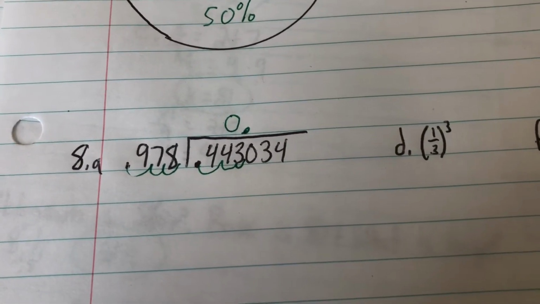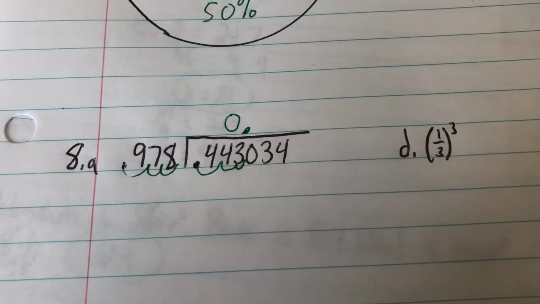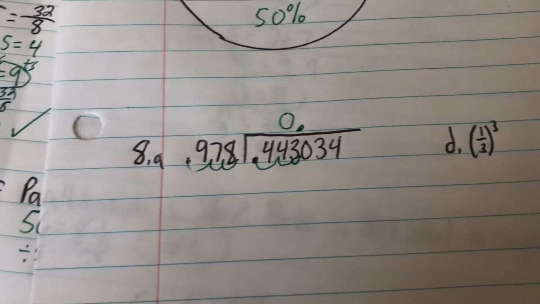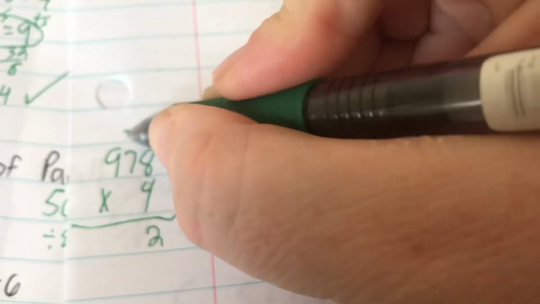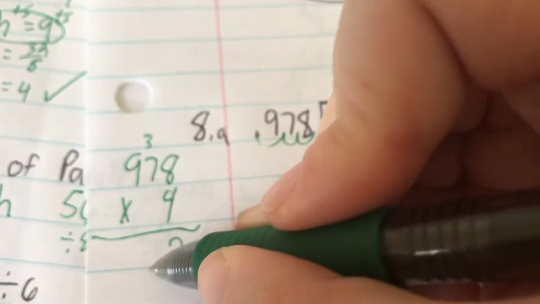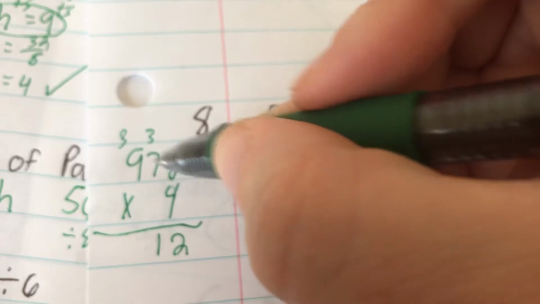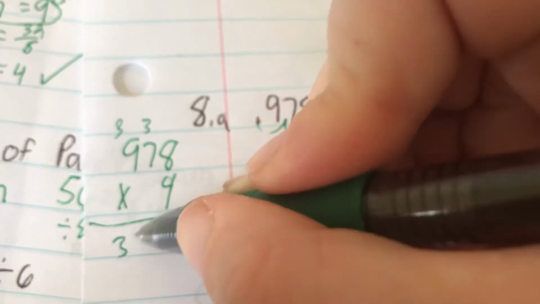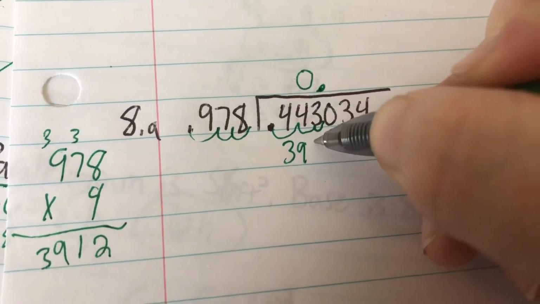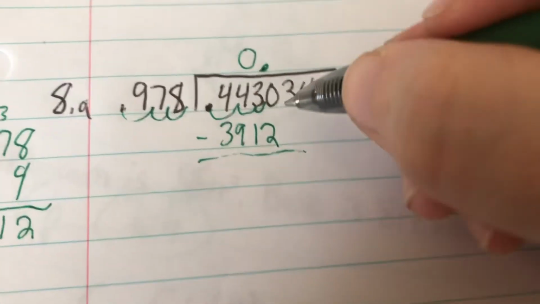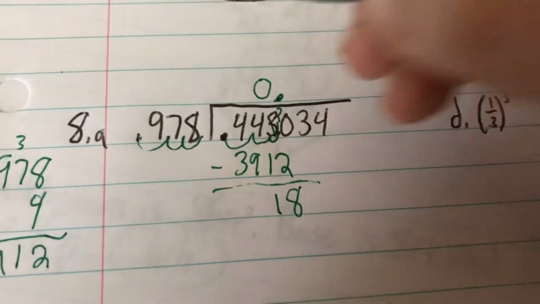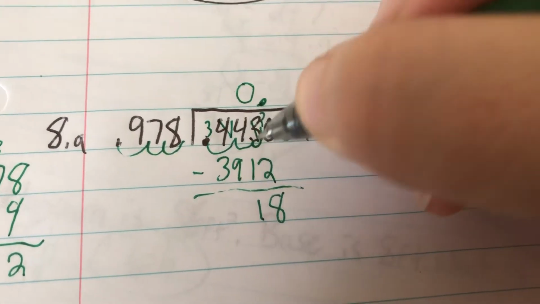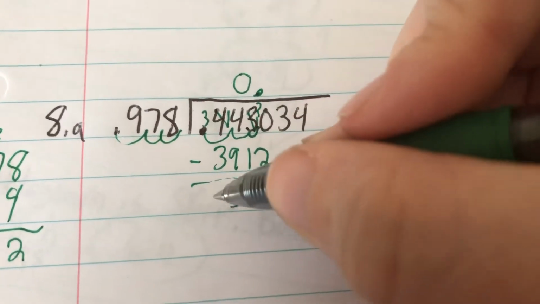I know that 978 is almost 1,000. So if I'm estimating how many times 1,000 goes into 4,430, that's going to be about 4. So I'm going to come over, 978 times 4. 4 times 8 is 32. 4 times 7 is 28, 29, 30, 31. 4 times 9 is 36, 37, 38, 39. So 3,912, subtract. I have to borrow from that 3, make that a 10. 10 minus 2 is 8. 2 minus 1 is 1. I have to borrow, make that a 3, make that a 14. 14 minus 9 is 5. 3 minus 3 is 0.